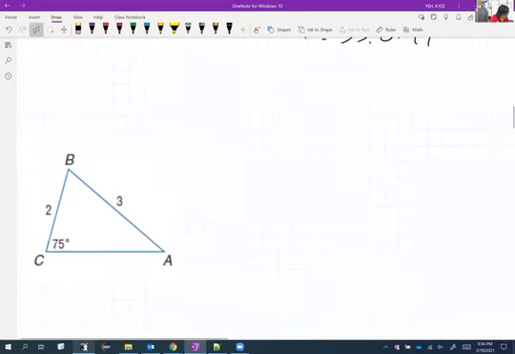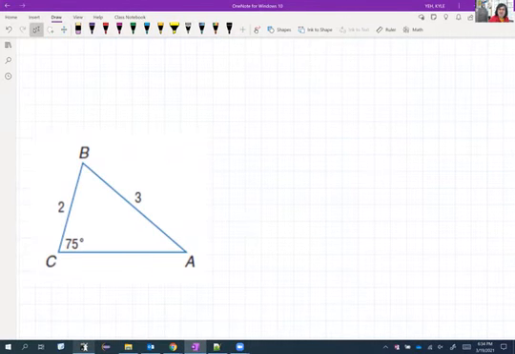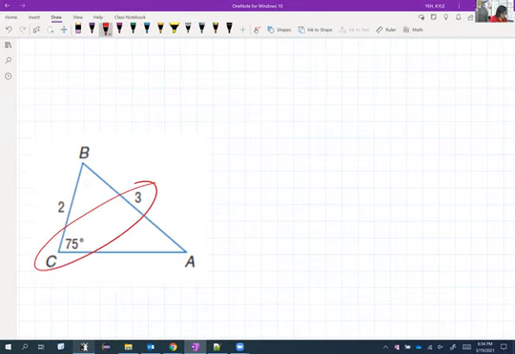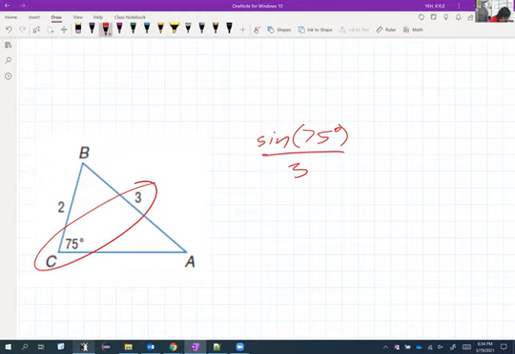So here's the next one. And this one's a little bit different because instead of starting with two angles and just one side, here we have two sides and one angle. But you'll notice we do have a perfect pair here with side length and angle measurement C. So I'm going to start by saying sine of 75 degrees over 3 equals, and then what should I do for this next part?